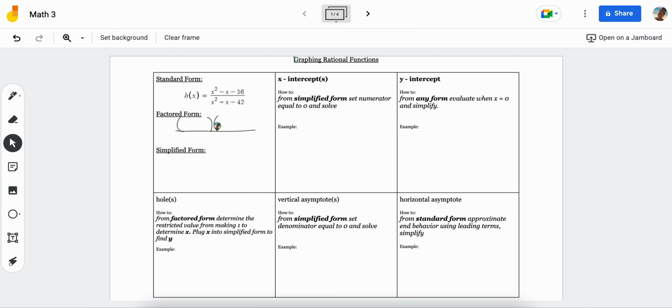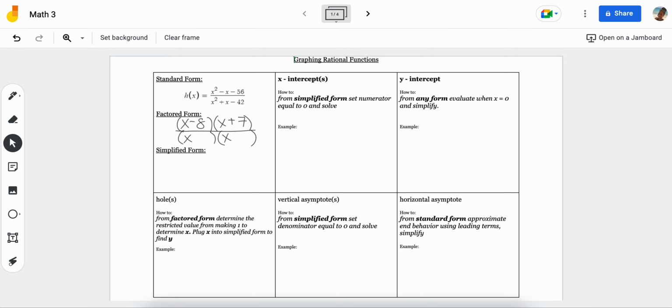So I'm going to set up my parentheses for our binomial factors. Since our leading coefficient is just 1, I know that I'm going to have an x as the first term in both of my binomials. Then I need to figure out in our numerator what two numbers multiply together to give us 56, but add together to give us -1. I know that two factors of 56 are 7 and 8, and to get -1, it would have to be -8 plus 7. So this would be the factored form of our numerator.